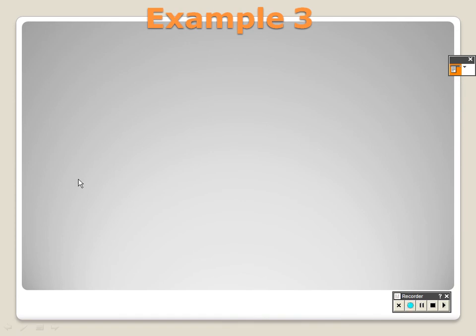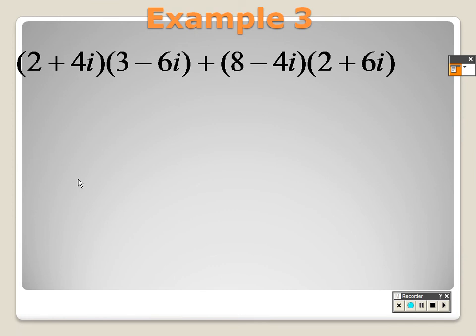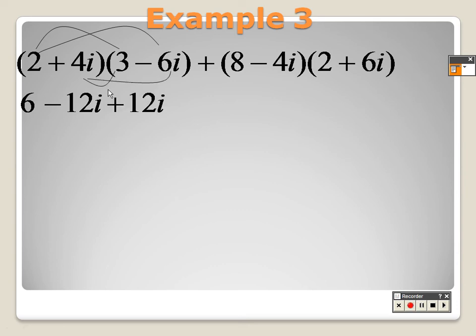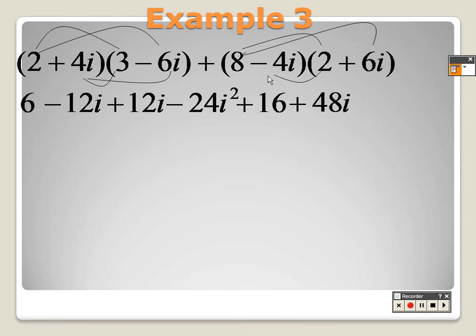So, example 3. This is just some crazy foiling and combining like terms. That's all it is. So 2 times 3 is 6. 2 times -6i is -12i. 4i times 3 is positive 12i. 4i times negative 6i is negative 24i squared. Then we have 8 times 2 is 16. 8 times 6i is positive 48i. Negative 4i times 2 is negative 8i. And negative 4i times 6i is negative 24i squared.